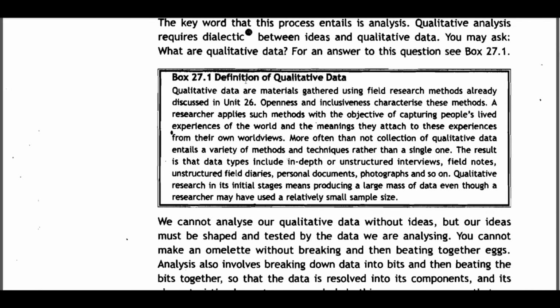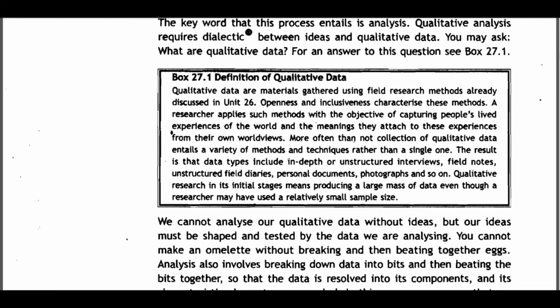Box 27.1 Definition of qualitative data. Qualitative data are materials gathered using field research methods already discussed in Unit 26. Openness and inclusiveness characterize these methods. A researcher applies such methods with the objective of capturing people's lived experience of the world and the meaning they attach to these experiences from their own worldviews.